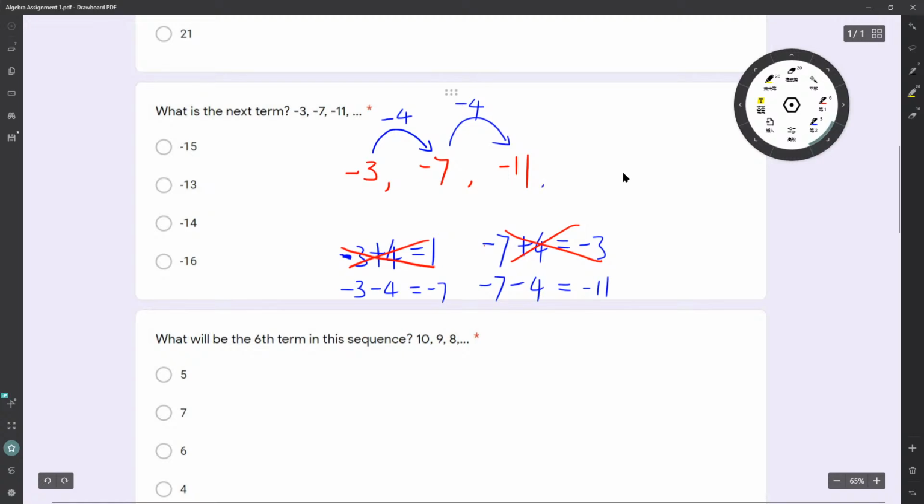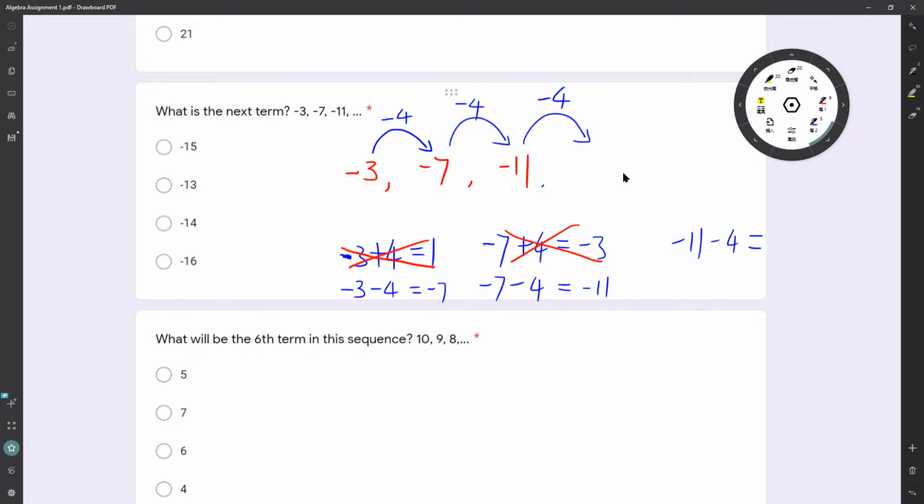Then we can predict for the next. I predict this pattern will happen again. So it's going to be -11 subtract 4 again. And what is that? For some students, it's going to be easy, but for some, this is confusing. What is -11 subtract 4? There are two methods you can use to solve this.